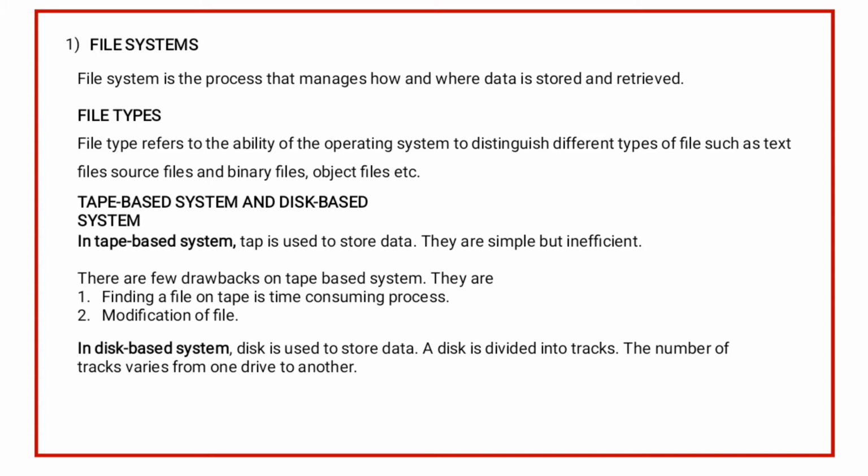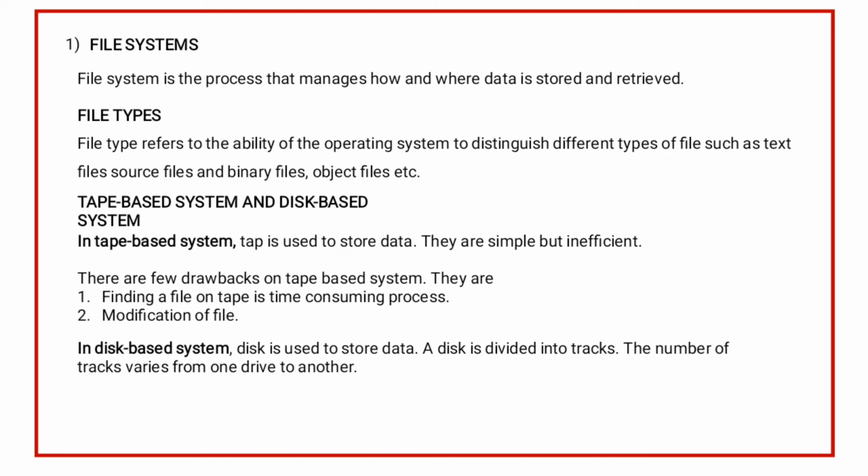Object files may require some intermediate processing by the operating system before the instructions contained in them are actually executed by the hardware. Some examples of object files are the Common Object File Format, COFF, COM files, and .exe files. Now, next is what is tape-based system and disk-based system.